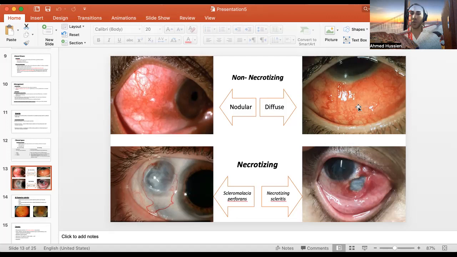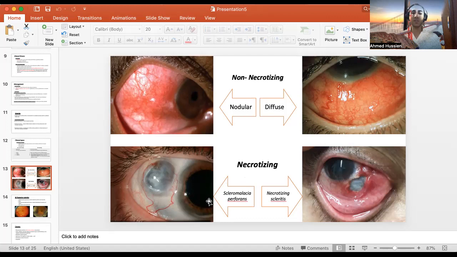We call it diffuse form. Again, all the scleral tissue is inflamed, and the eye is congested. Here, there are no signs of tissue necrosis. On the other hand, this is a necrotizing form. You can see the tissue necrosis here and here. There is loss of tissue, necrosis of the tissue.